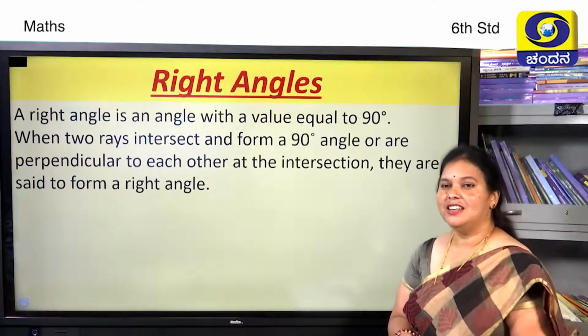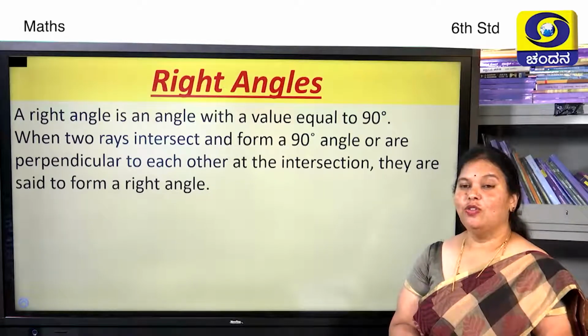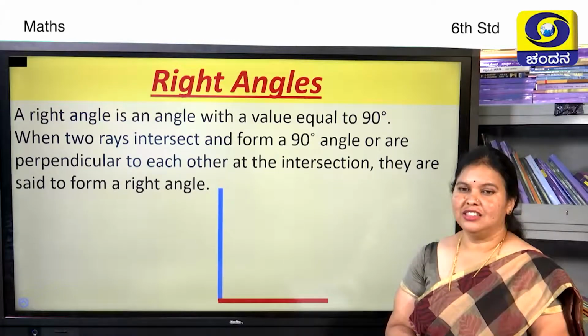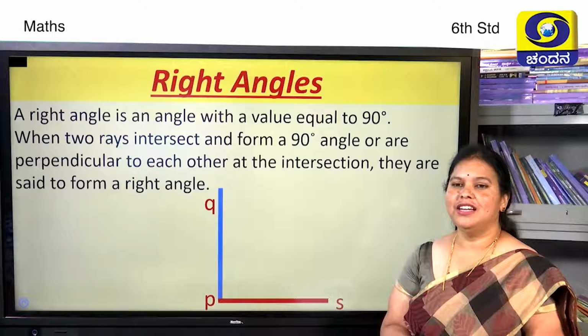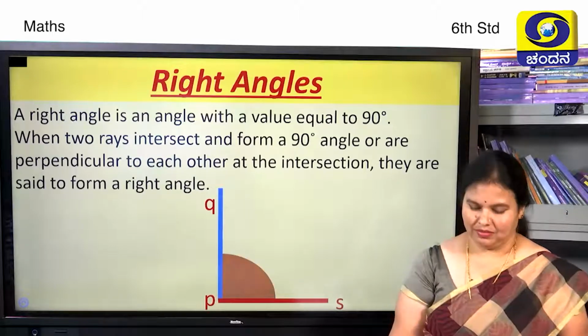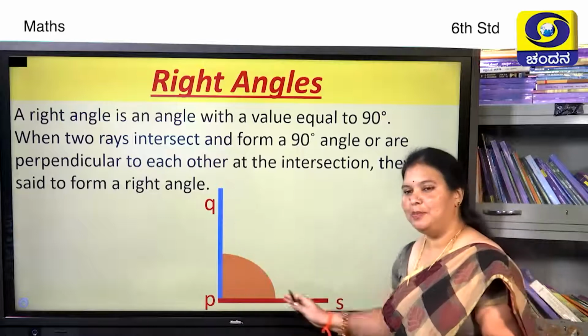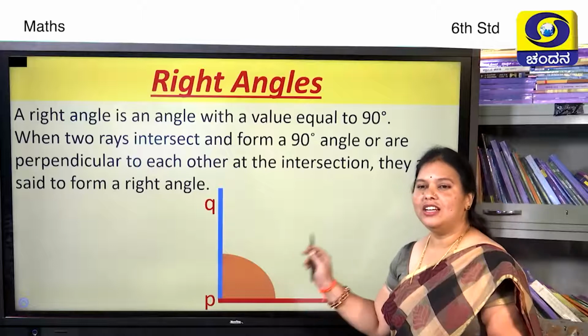Take down this for right angles. A right angle is an angle with a value equal to 90 degrees. When 2 rays intersect and form a 90 degree angle, or are perpendicular to each other at the intersection, they are said to form a right angle. Here I have taken 2 line segments PQ and PS. So the angle formed between these two is called a right angle.